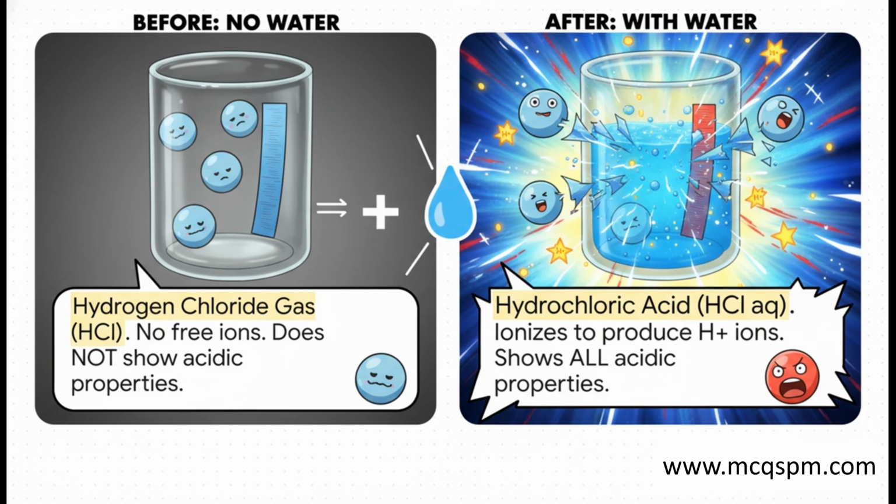Let's look at a perfect example of why this strategy just works. This comparison shows you exactly why step 2, asking if water is present, is so incredibly critical. Without water, hydrogen chloride is just a gas. No free ions, no acidic properties, nothing. But you add water, and it completely transforms into hydrochloric acid, unleashing those H+ ions and its full acidic power.